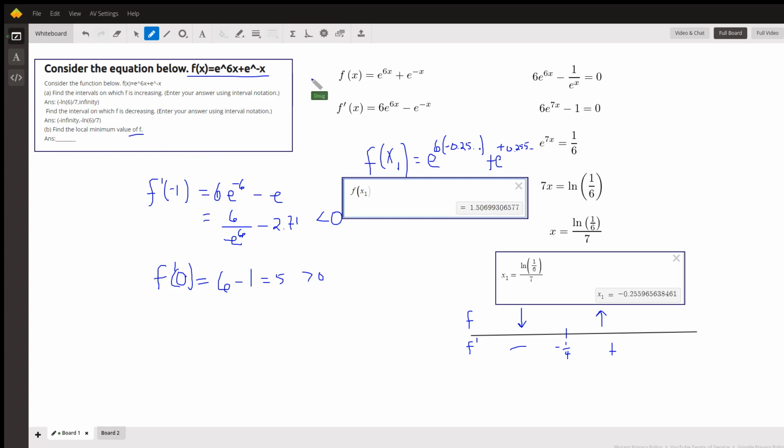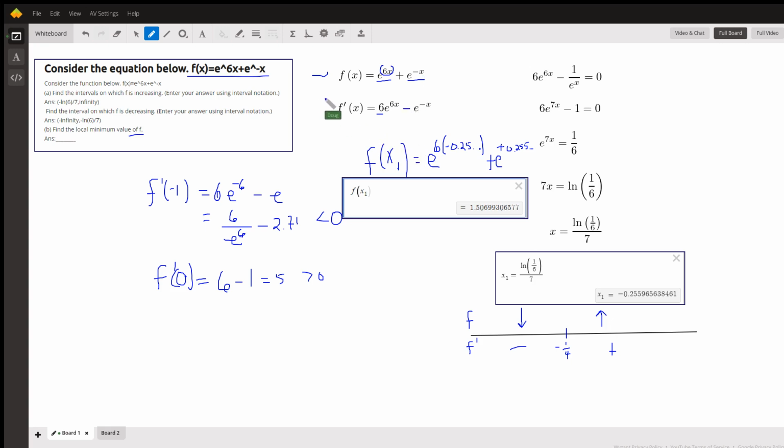Okay, so here's the original function. Here's the derivative. Derivative of e to the anything is e to the anything, but then you've got to apply the chain rule and multiply by 6. Same thing for e to the minus x. Multiply by the derivative of the exponent gives you this minus out front.